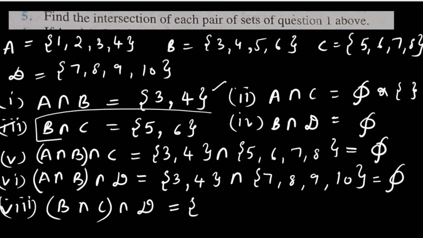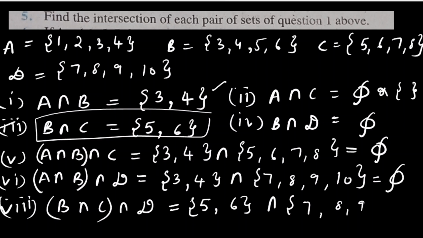You can see B intersection C I have done. Its answer is {5, 6}. Its intersection with set D. Set D is {7, 8, 9, 10}. Here also we can see nothing is common in both the sets. So that means its intersection is also equal to the empty set. So here we have completed the fifth question of this exercise. Let's move towards the next question.